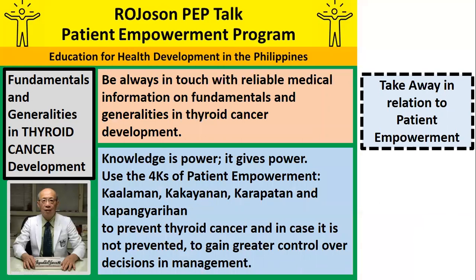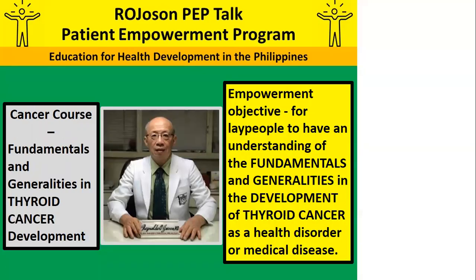Be always in touch with reliable medical information on fundamentals and generalities in thyroid cancer development. Knowledge is power. It gives power. Use the 4 Ks of patient empowerment, kaalaman, kakayanan, karapatan, and kapangyarihan to prevent thyroid cancer, and in case it is not prevented, to gain greater control over decisions in the management. With that, I end my pep talk, fundamentals and generalities in thyroid cancer development.